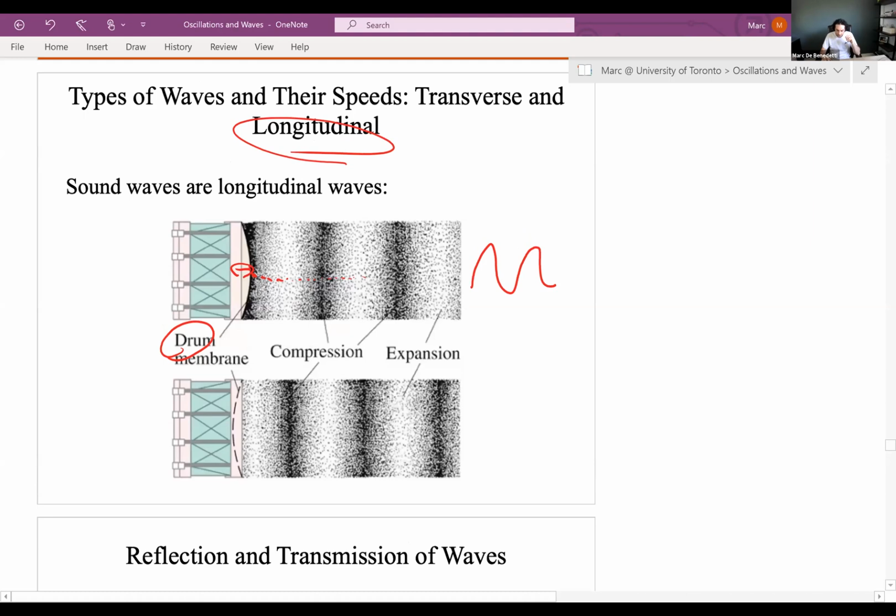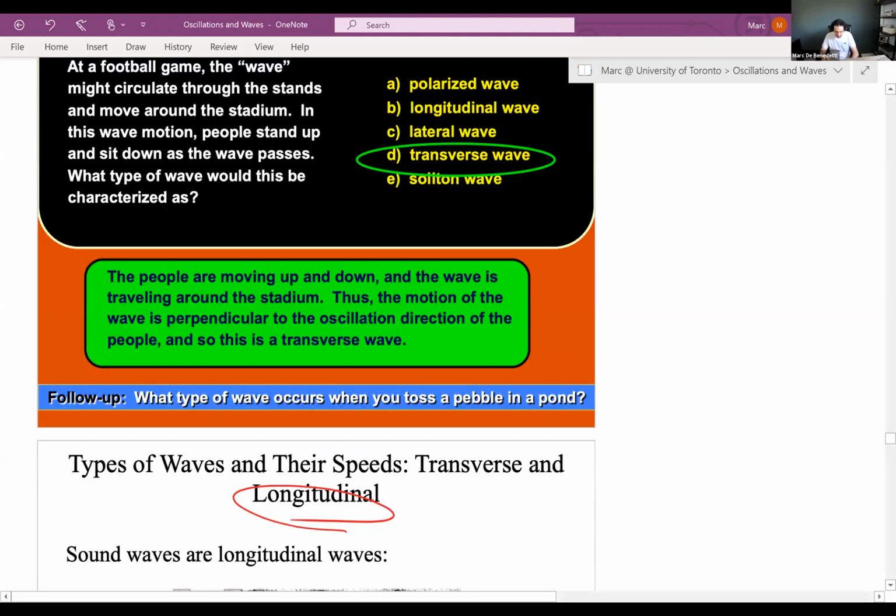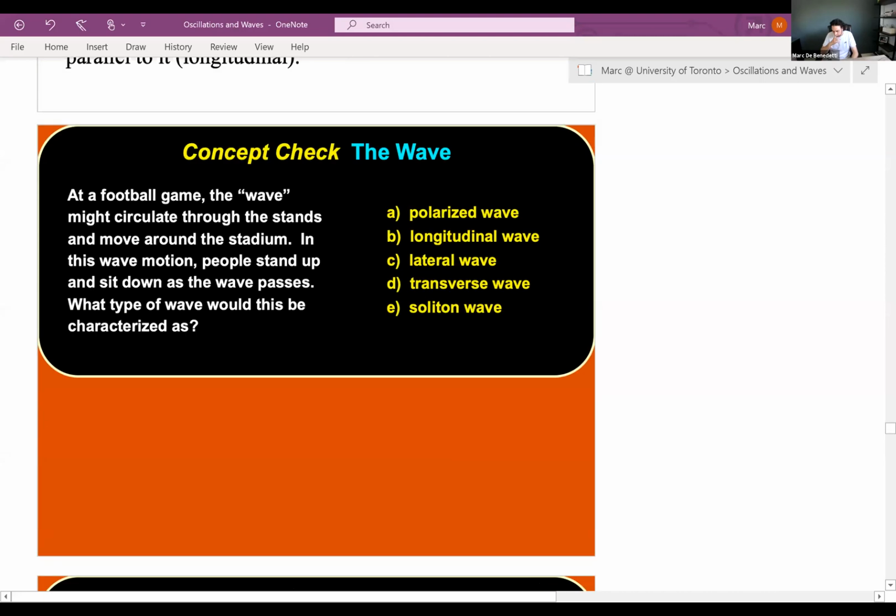Okay, now here is a question. I won't launch the poll for time reasons. At a football game, we do a wave like woo. We do a wave to cheer in the grandstand. It might circulate through the stands and move around the stadium. In this wave motion, people are known to stand up and then sit down as the wave passes. What type of motion is characterized by this motion?